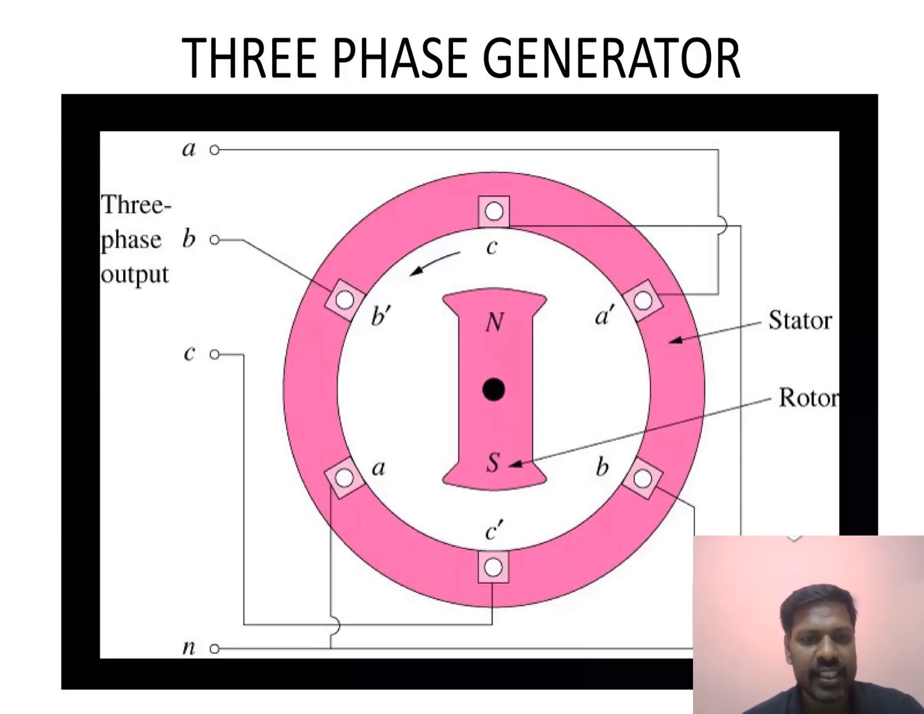A typical three-phase generator has a rotating magnet called the rotor and a stationary set of windings called the stator. On the stator, three separate windings or coils are placed with terminals labeled A, A', B, B', C, C'. These windings are physically spaced 120 degrees apart around the stator inner surface.